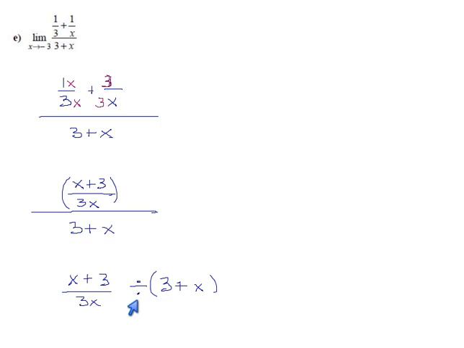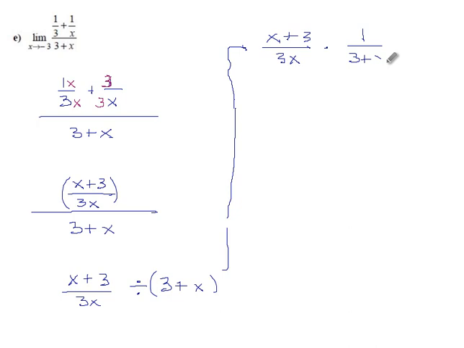And yet another way to write this, when you're in fraction mode and you're told to divide, that's the same as multiplying by the reciprocal. So we could turn this into x plus 3 over 3x times 1 over 3 plus x. And that looks like victory, because x plus 3 and 3 plus x are the same thing and can be cancelled. So this expression really just behaves like 1 over 3x. And we can plug negative 3 into that, and it works no problem.